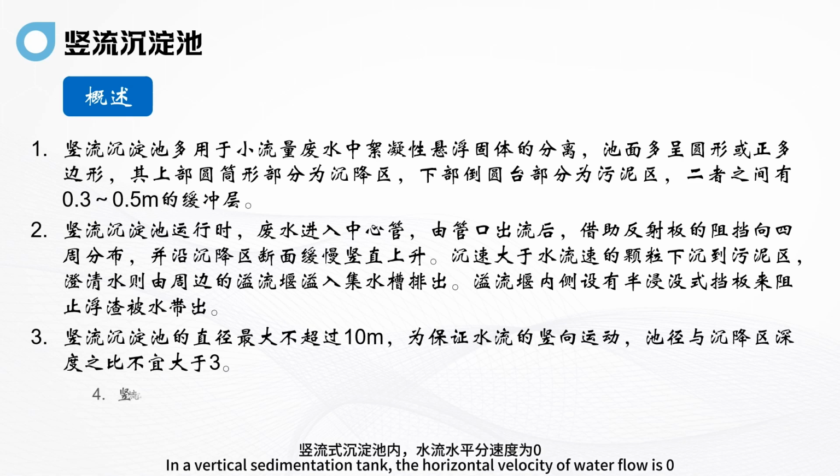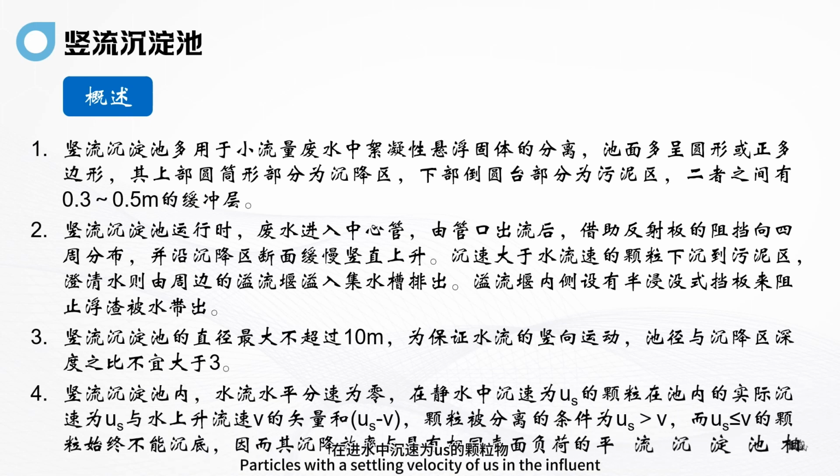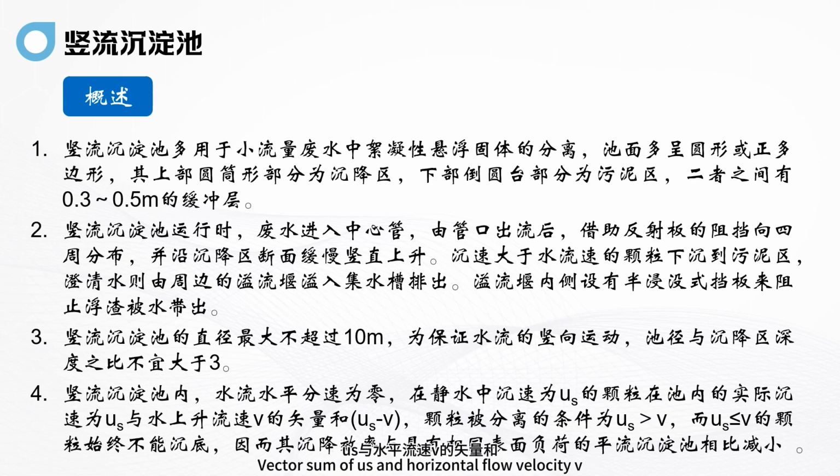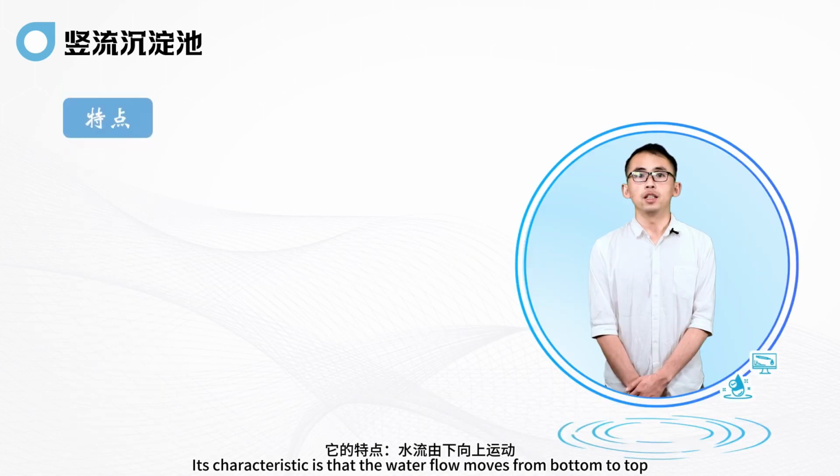In a vertical sedimentation tank, the horizontal velocity of water flow is 0. Particles in the influent have a settling velocity of us. The actual speed in the pool is the vector sum of us and the flow velocity v. The condition for particle separation is that us must be greater than v. Particles with us less than or equal to v are always unable to settle. Therefore, its settlement efficiency is reduced compared to a horizontal flow sedimentation tank with the same surface load. Its characteristic is that the water flow moves from bottom to top.